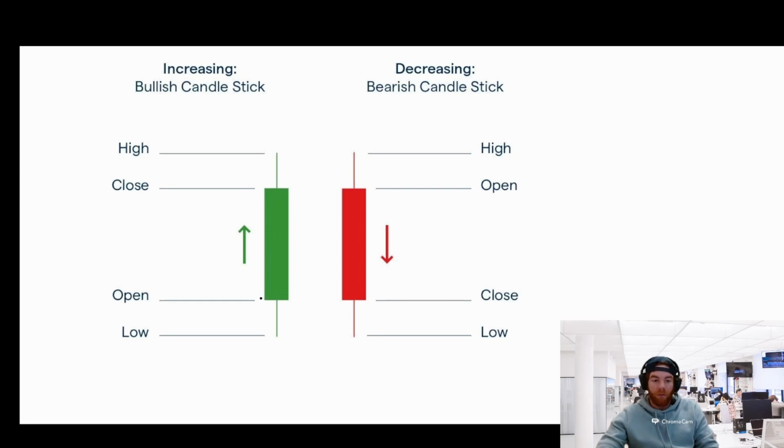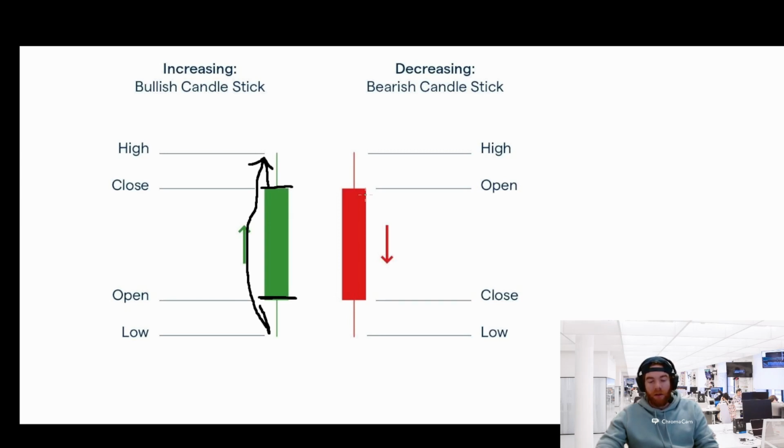So if the stock opens here at open, it'll come down here to the bottom of the wick at some point during the day, and it'll come back up all the way to the top of the wick, and then it'll come back here and close for the day. Okay. Now this is when the stock closes higher at the end of the day than it opened.